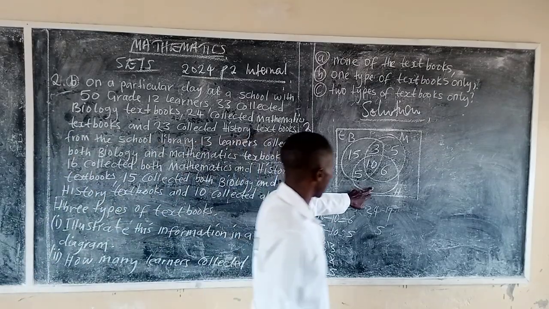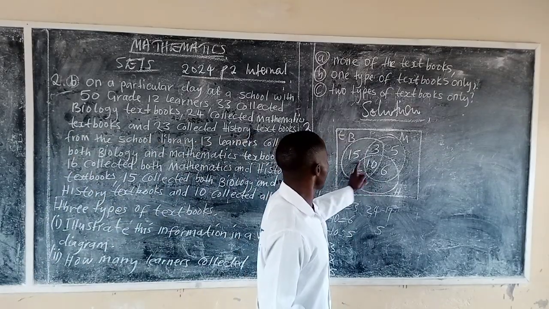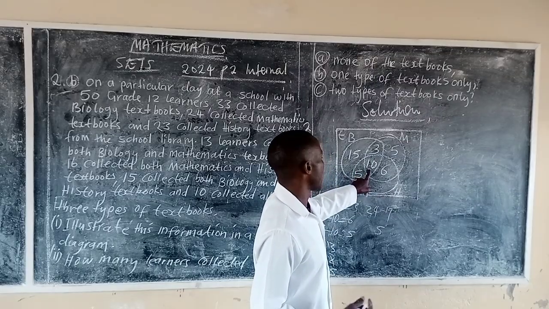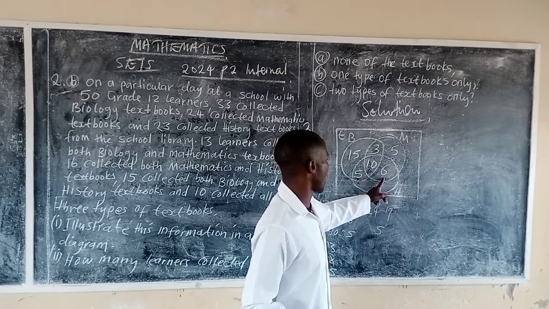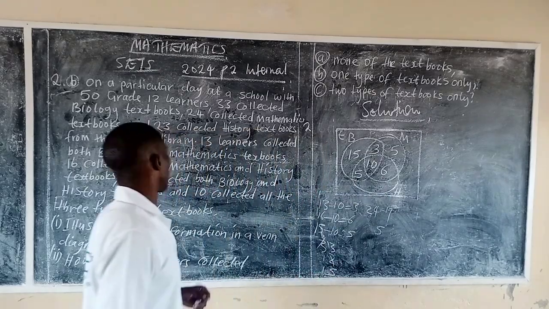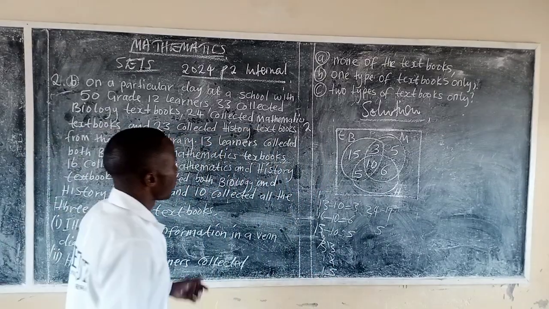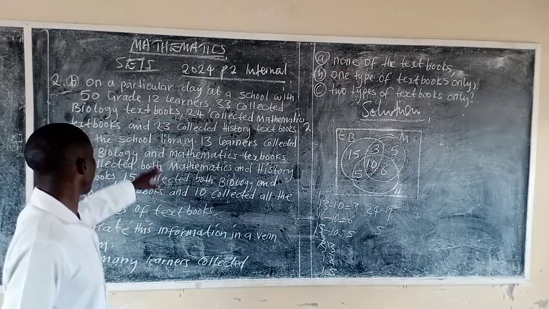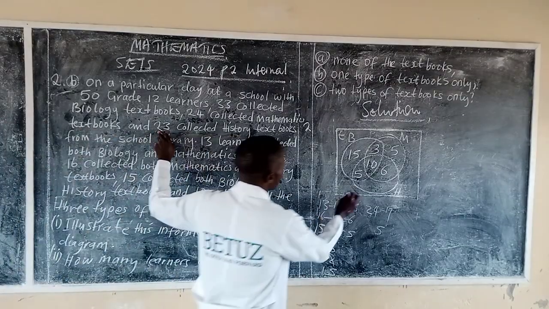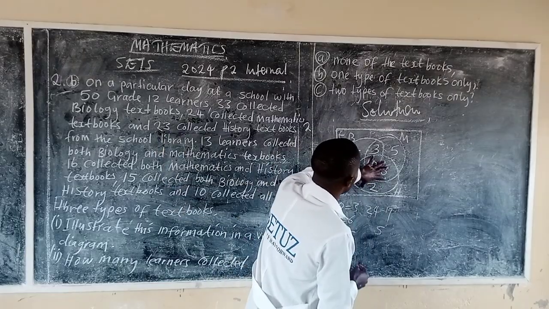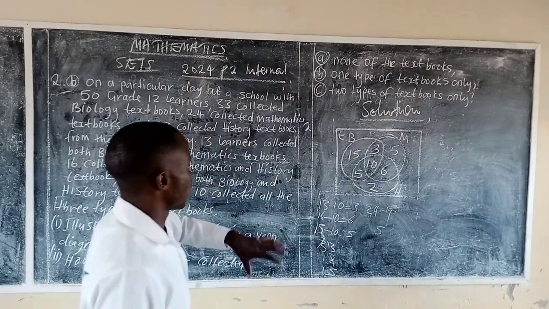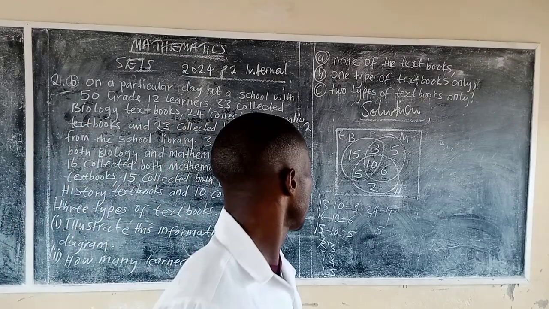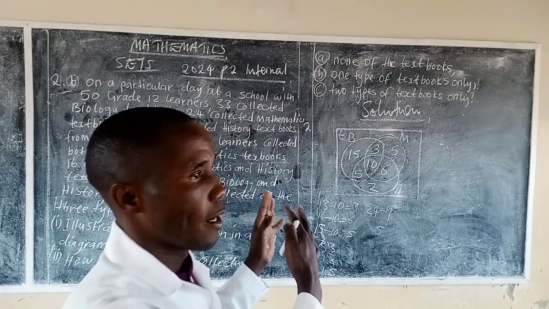So history, there are 23. Now within this history set, we already have 5 plus 10, that is 15. 15 plus 6, 21. So we have to subtract 21 from 23, and that will give us 2. So when you add all these learners who collected history, automatically you are going to have 23. After you have done that, it means you have illustrated that one.